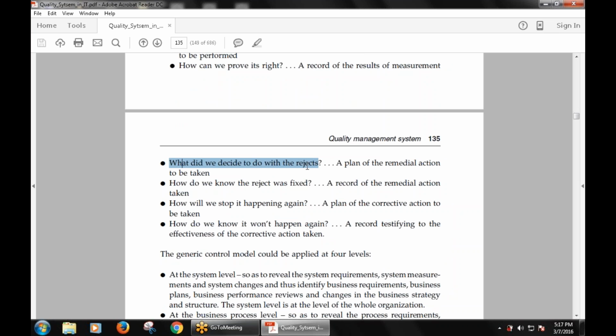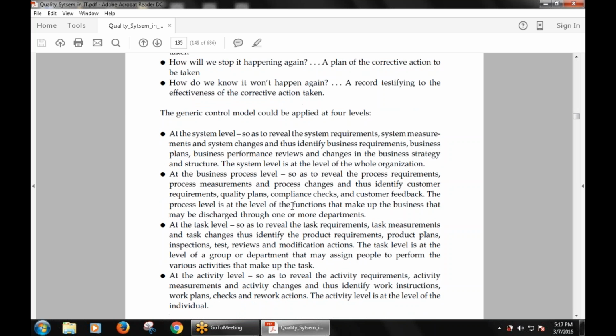And what did we decide to do with the rejects? What are the various rejects that are applicable, and how do we know that the rejects are fixed or were fixed? Whether a reject is fixed or not, action will be taken. There is a generic control model that can be applied at 4 levels.